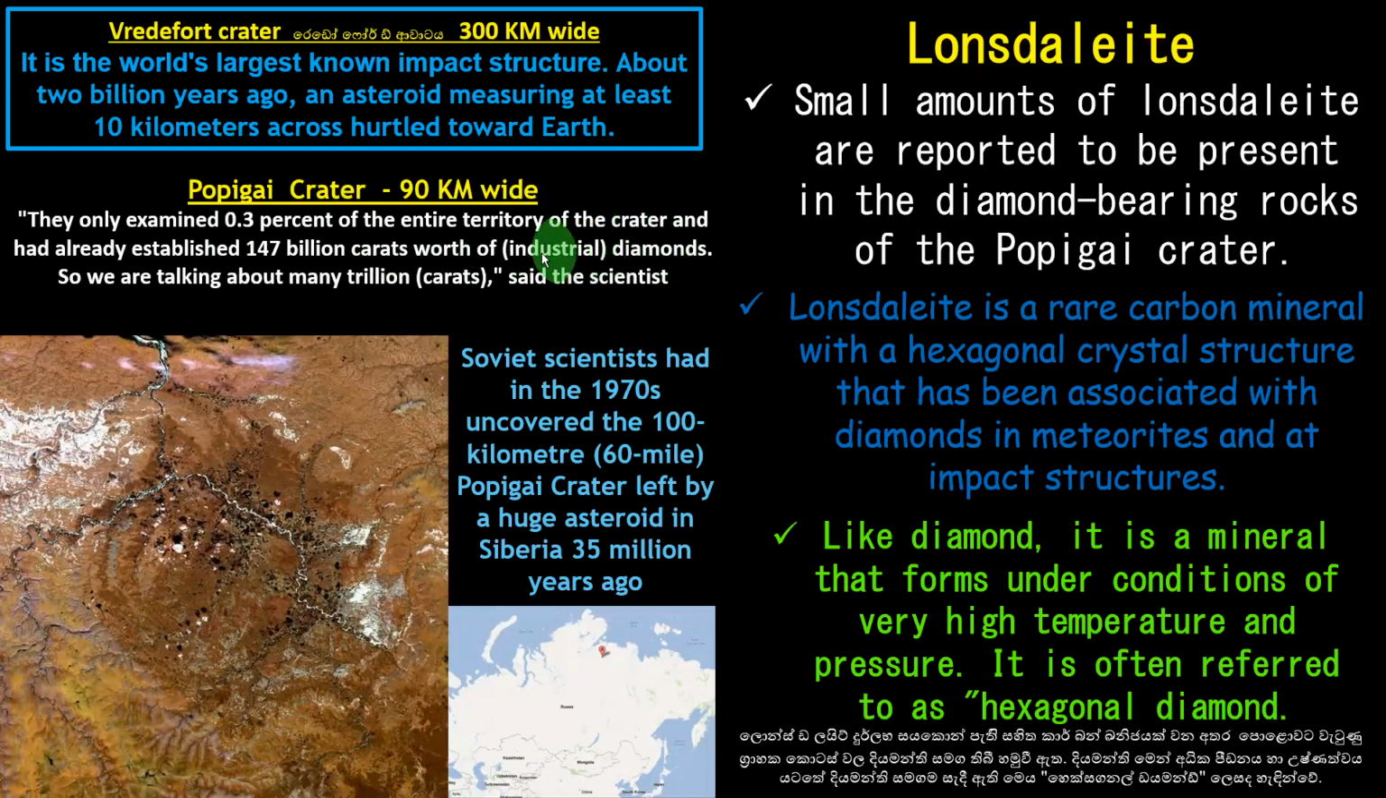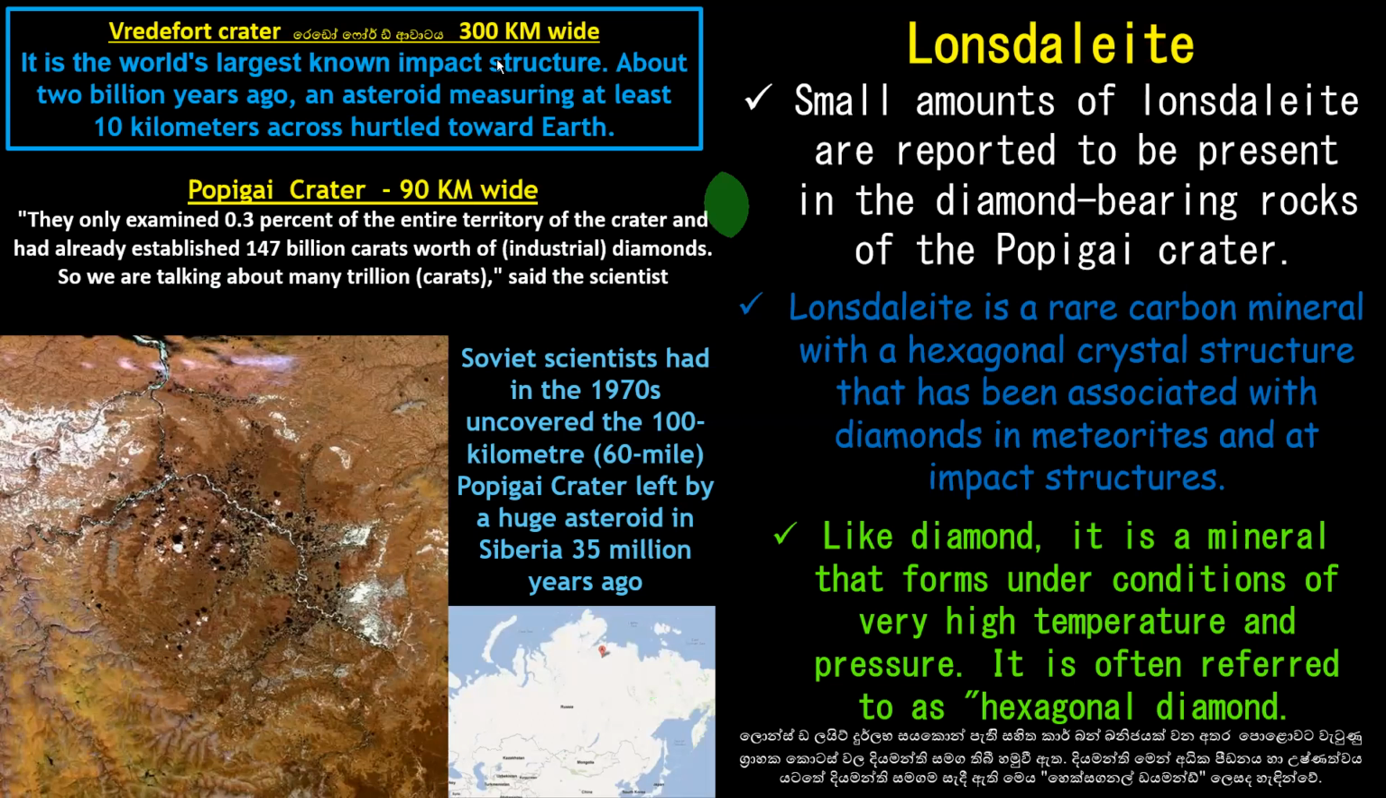It is used for industrial purposes, so not for jewelry. So we are talking about many trillion carats still there. Many trillion carats are still there, not found. Soviet scientists had in the 1970s uncovered the 100-kilometer Popigai crater left by a huge asteroid in Siberia 35 million years ago. That picture is on the far left side. This is the place. GPS location is here.